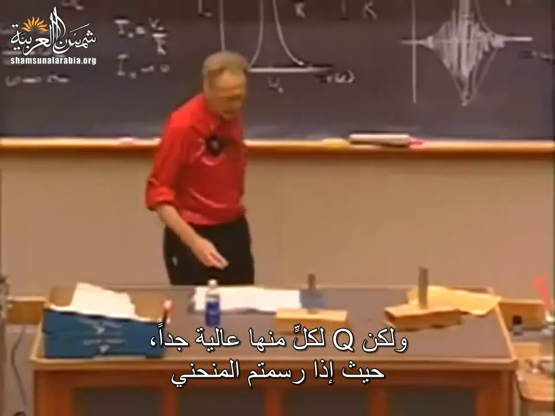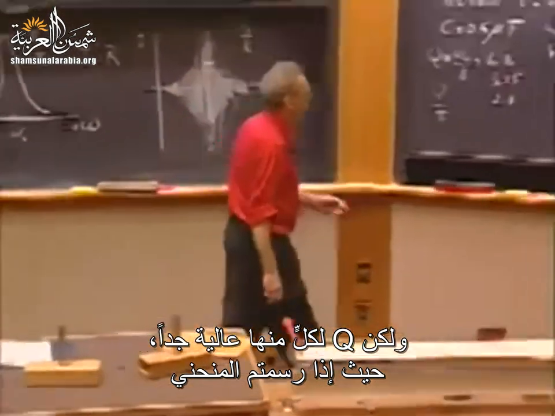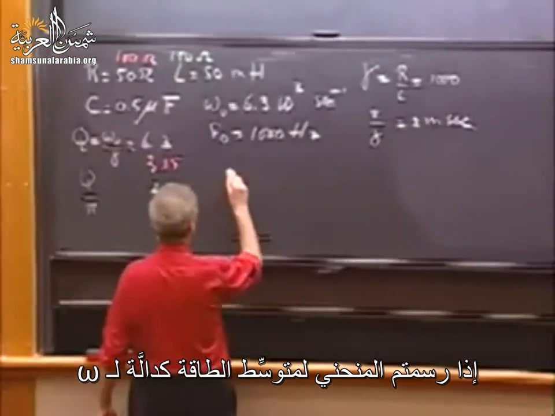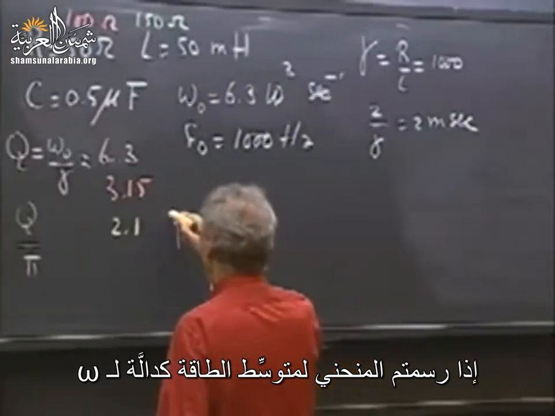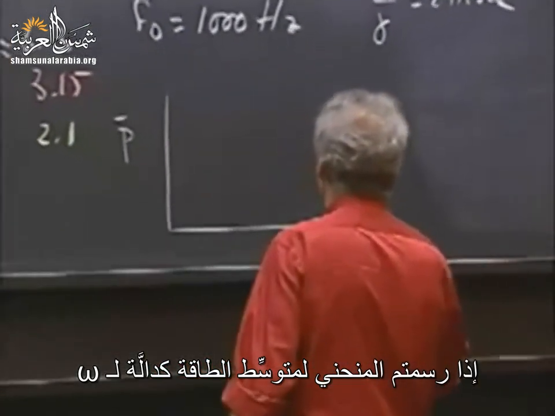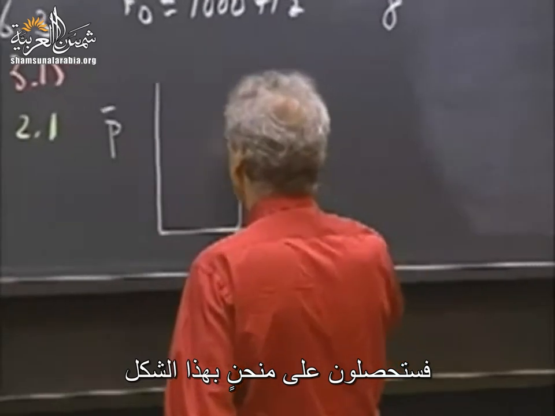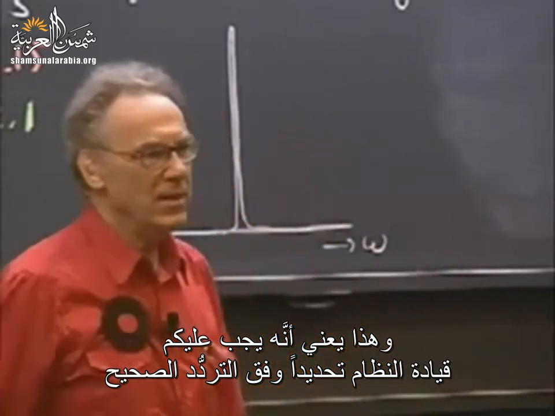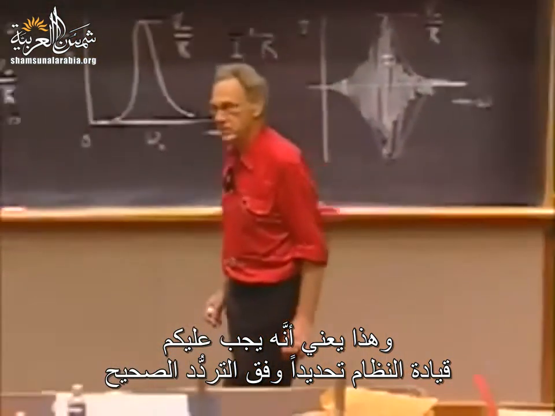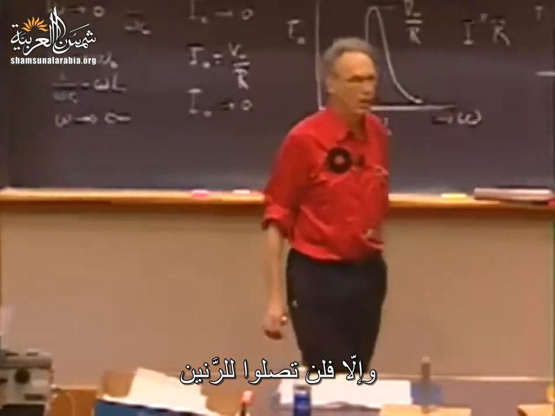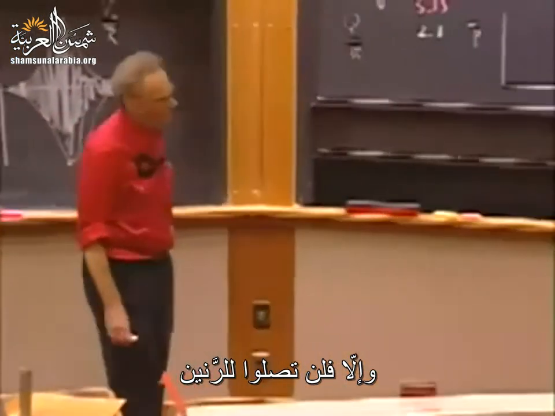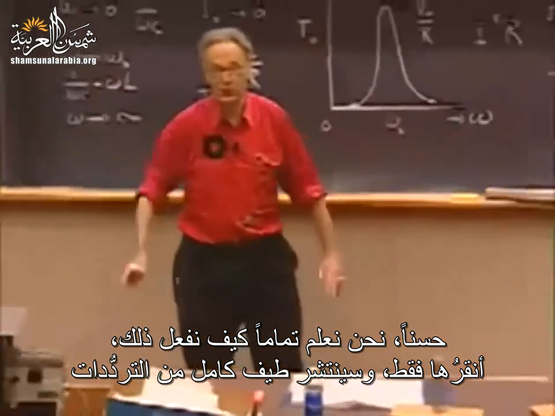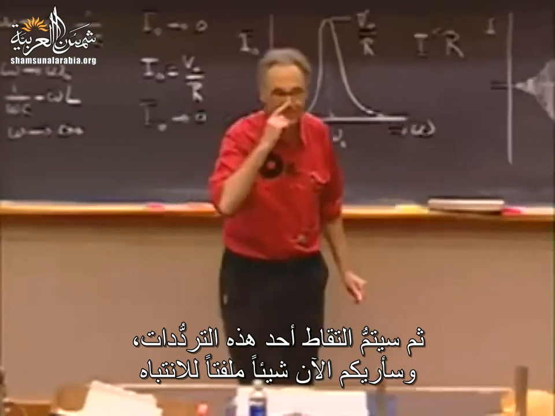But the Qs are so high that if you drive these tuning forks and you were to plot here this average power as a function of omega, then you would get something like this. It means you have to drive it exactly at the right frequency, otherwise it will not go into resonance. Well, we know how to get this going. You just bang it. That means you dump a whole spectrum on it. It picks out the frequency that it likes.